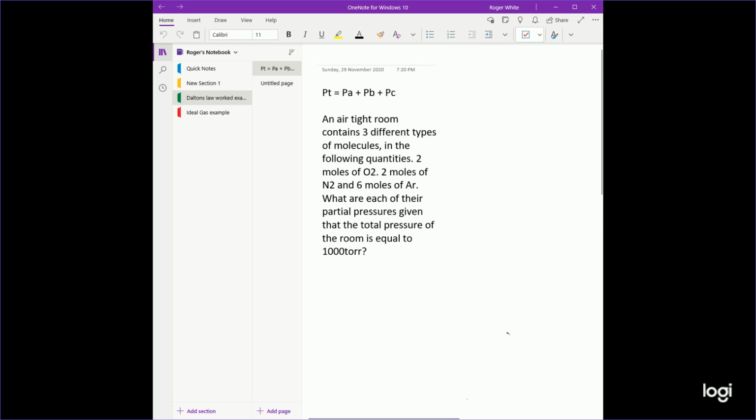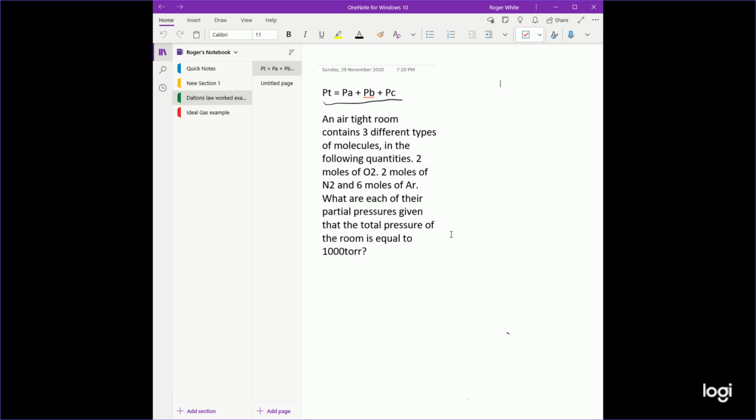So we have up the top, we've got Dalton's Law. I'll just underline it up the top. So Dalton's Law is pressure total, PT, equals the partial pressure of A plus the partial pressure of B plus the partial pressure of C. So all of the different pressures of each of the molecules that we're going to have, all squeezed in together, will equal the pressure total. Very simple.